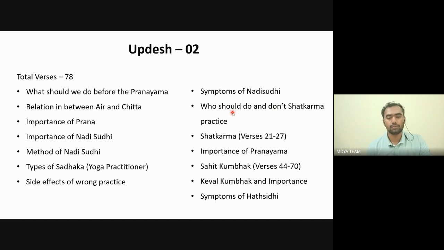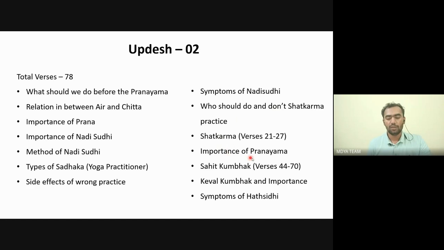So who should do Shat Karmas and who has no need to do Shat Karmas? There is mention about those persons who are facing cough problems. They must do Shat Karmas. We will study in detail when we read those verses. In verses 21 to 27, there is mention of the Shat Karmas, a total of 6 kinds of Shat Karmas. Their exact name is Shuddhi Kriya.